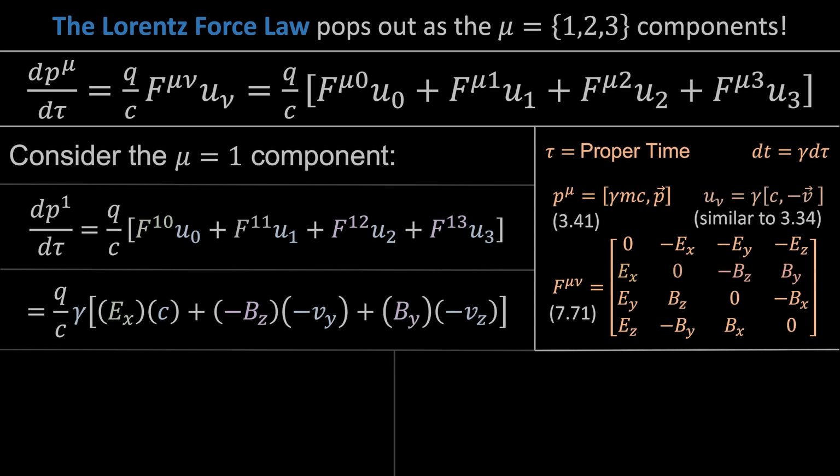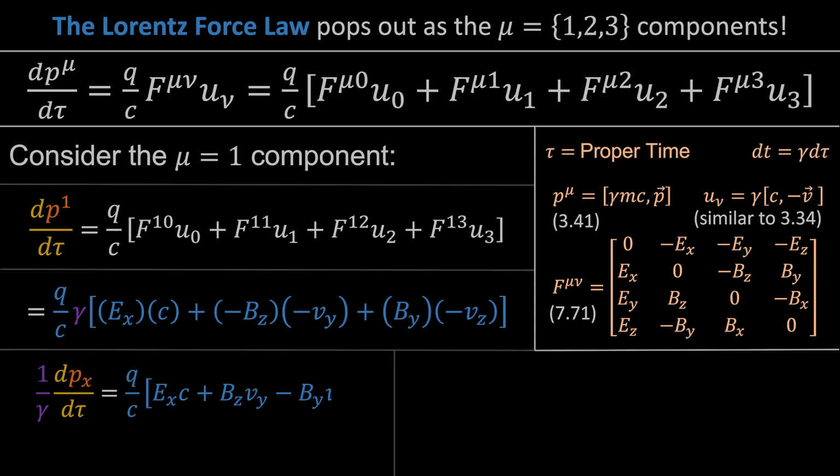And now what we're going to do is pull the gamma factor, that Lorentz factor, over to the left-hand side of the equation. So we're going to have 1 over gamma times the derivative of the x component of the momentum with respect to the proper time. And then if we write out all these blue terms and clean it up a little bit, we see that that equals some expression involving electric and magnetic fields and components of the velocity. So this is looking very promising. I think we're on the right track.